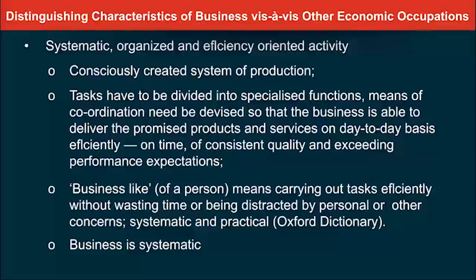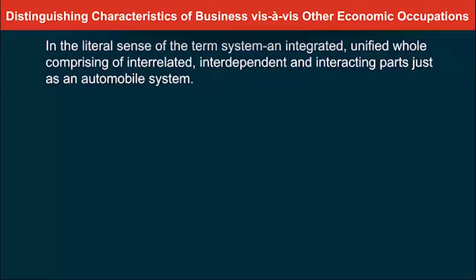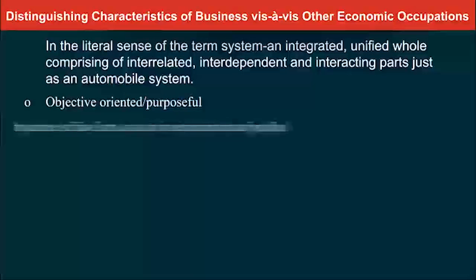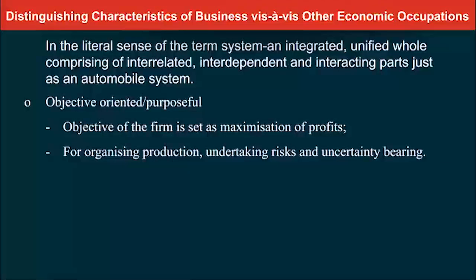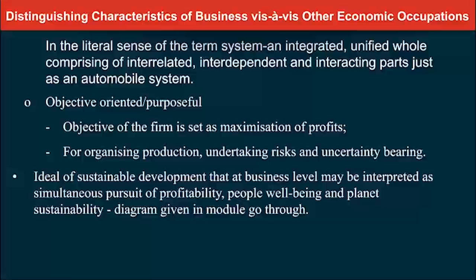So it is systematic in that you can't be haphazard, you can't just do whatever. You have to have a proper system, an integrated, unified whole. Right? Then you have objective oriented. You don't just do business just like that. You have a specific objective in mind. It could be maximization of profits, organizing production, whatever the case may be. And the ideal is sustainable development. Sustainable development means what? You do things in such a way that tomorrow also the people will have the resources. You don't do it in such a way that all your resources are destroyed.